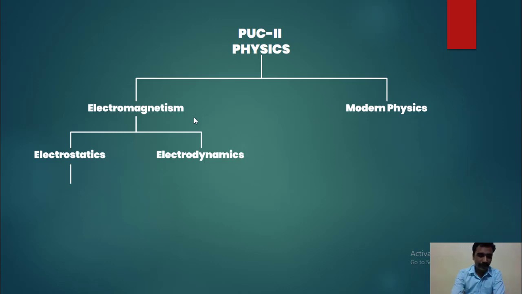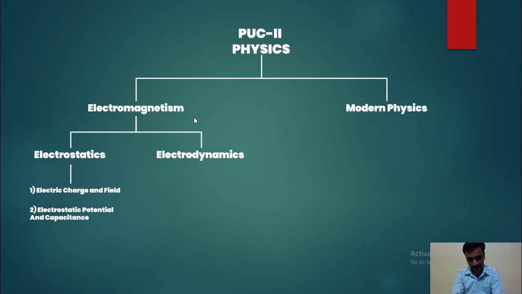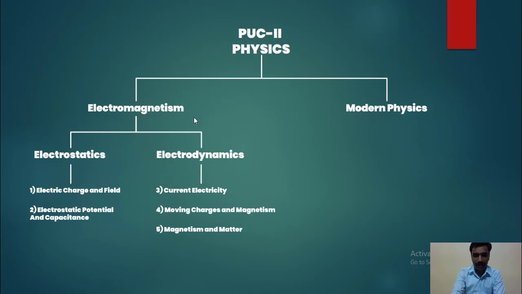Now let's see, in electrostatics, which topics we are going to see. The first topic, electric charge and fields. Second topic, electrostatic potential and capacitance. And in electrodynamics, five topics are there. The first topic is current electricity. Second is moving charges and magnetism. The fifth topic is magnetism and matter. The sixth topic, electromagnetic induction. And the last one, alternating current. If you see electrostatics, in these two topics we are only studying the basic properties and phenomena because of electric charge, when the charge or the electron is at rest.